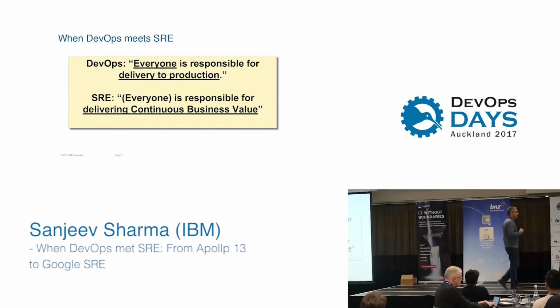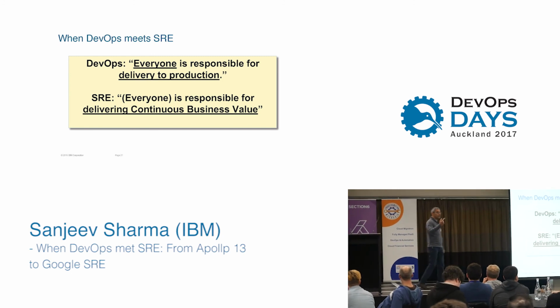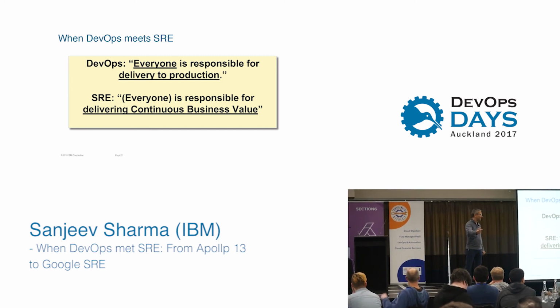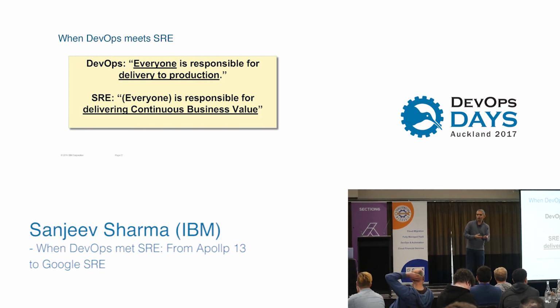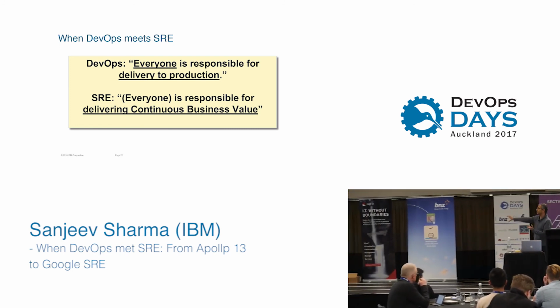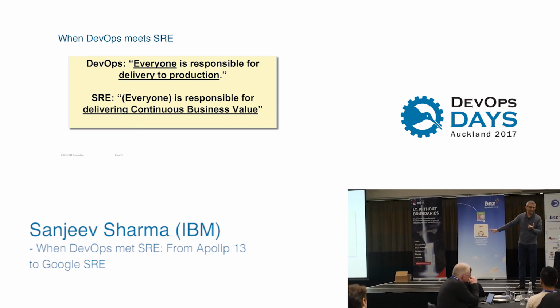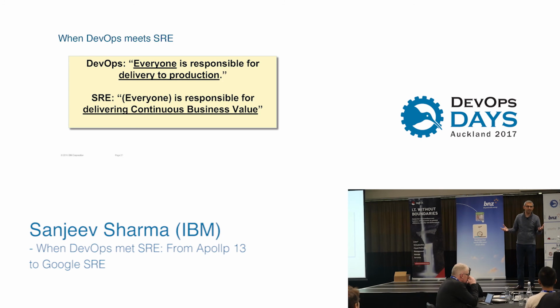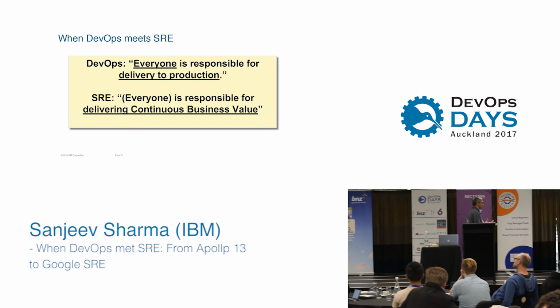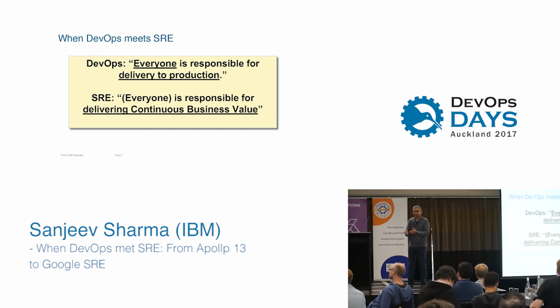SRE is saying, I have to take that thinking to the next level and say, everybody is responsible for delivering continuous business value. What good is my service running in production if nobody can access it? What good is my service running in production and being available all the time if another service is not available and people cannot get business value from my company? You have to have that holistic system of systems thinking and make sure everybody is on the same page and has the same idea of moving from mean time between failure to mean time to recovery.